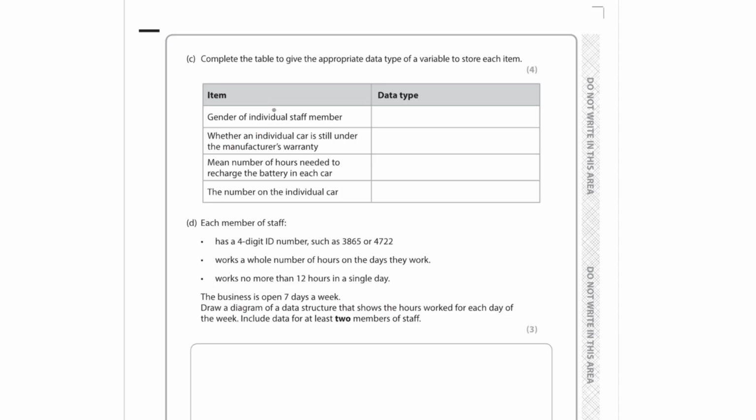Now we need to complete this table to give the appropriate data type of a variable to store each of these items. So data type influences roughly what the data is, whether it's a true or false value or a word, but also influences how much space we've got. So we need to consider that as well.